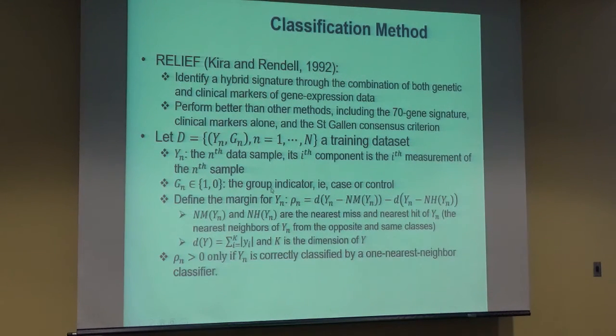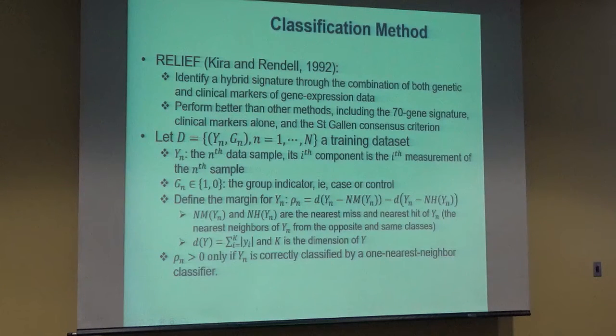Okay, let's go back to this. So now I change the topic, I go back. What has been done to a similar data set somewhere else? So Relief was first introduced in 1992 and identifies a hybrid signature through the combination of both the genetic and clinical markers of the gene expression data. It performs better than other methods, including the 70 gene signature, clinical markers alone and sub-consensus criteria. Okay, I'm not going to go into more details, and you may not be interested in it. But let's see how this method works.